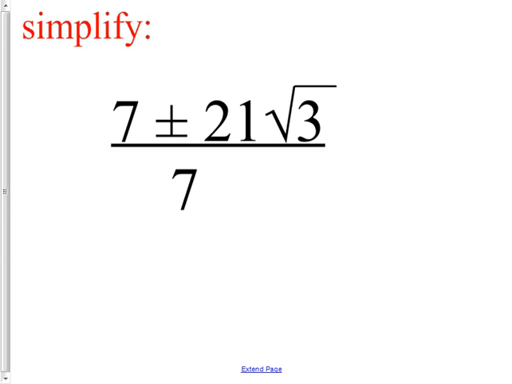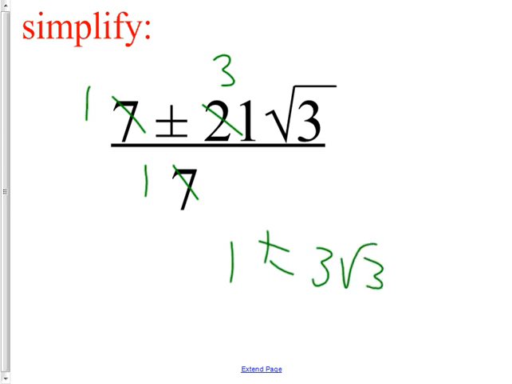Simplify this one. All right, did you say 7 goes in here once, 3 times, and once? 1 plus or minus 3 root 3? Do you agree? Okay, awesome.